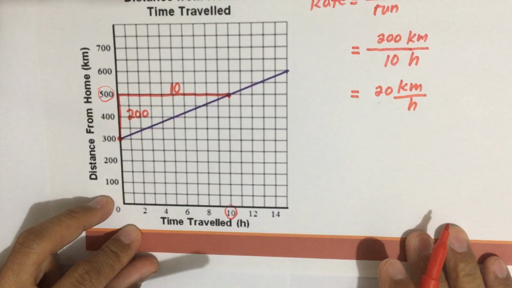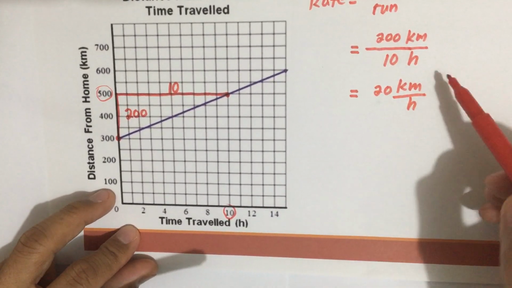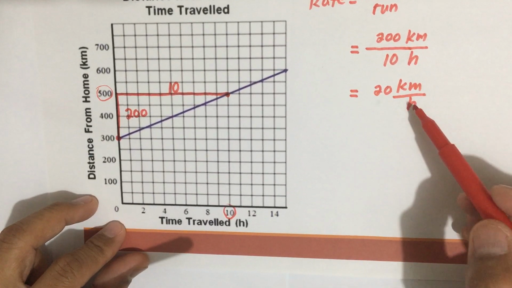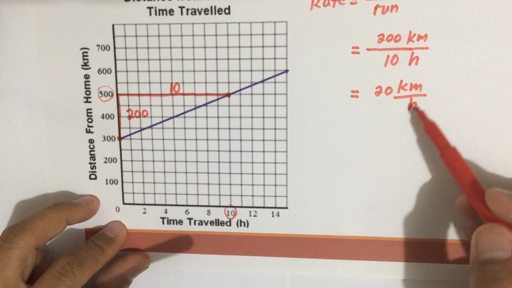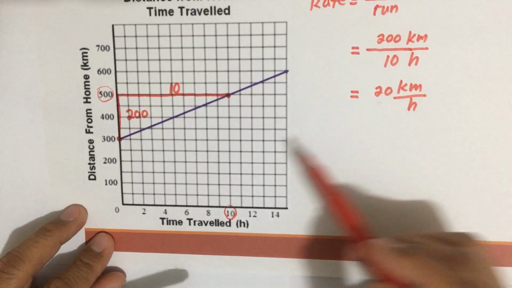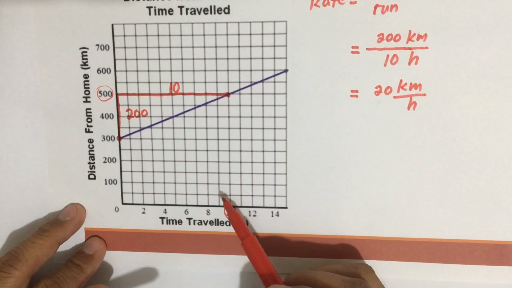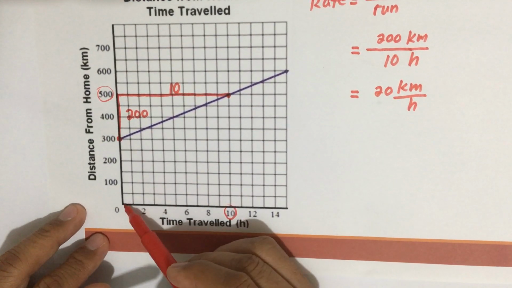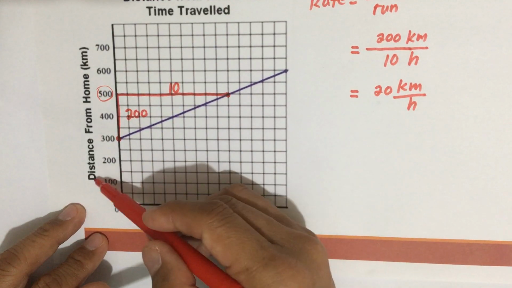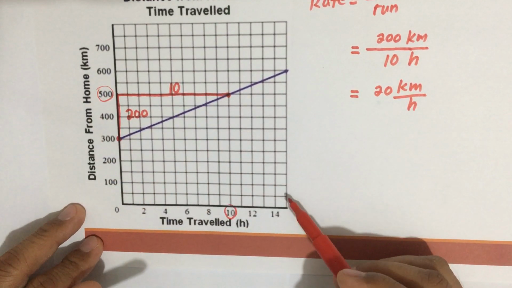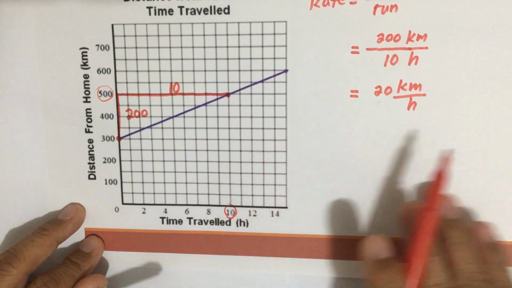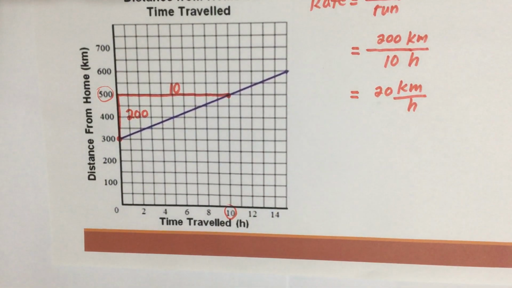Okay? So, as I mentioned, we need to write these units because they mean something. When we speak of kilometers per hour, that means it is a speed. The speed of the travel from this point to his home. Distance from home. Okay? So I hope you understand this one, class.